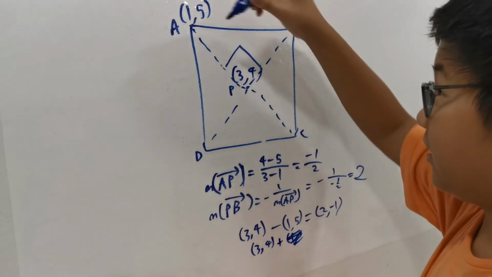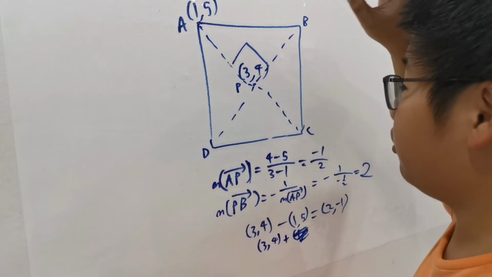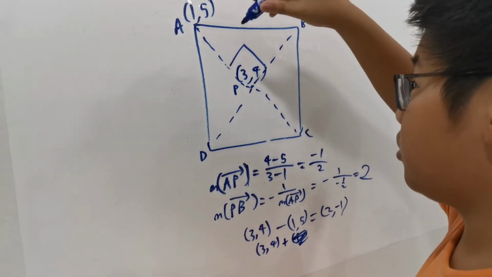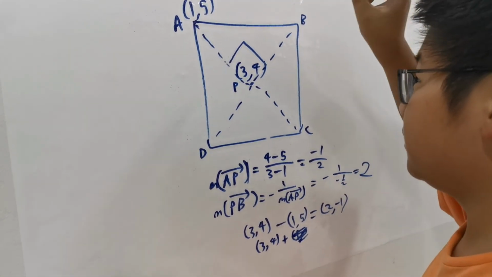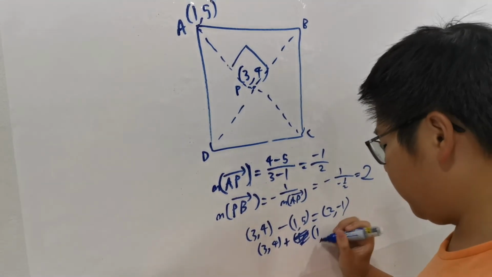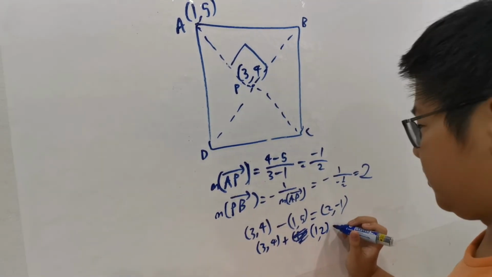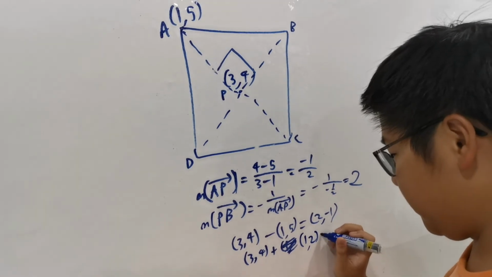So let me think about it. So 1, 5, 3, 4. So obviously the next coordinate will be plus 1. So it will be 1, 2. Because the x coordinate is 1 and the y coordinate stays the same.